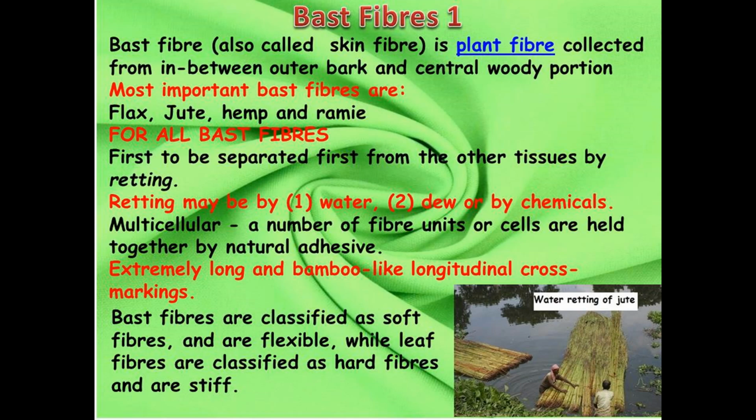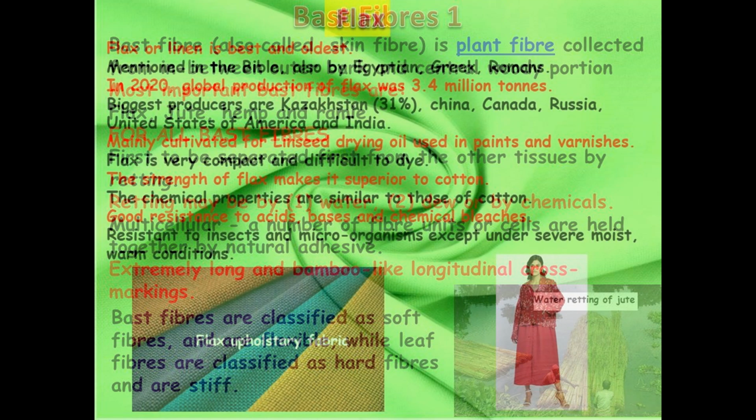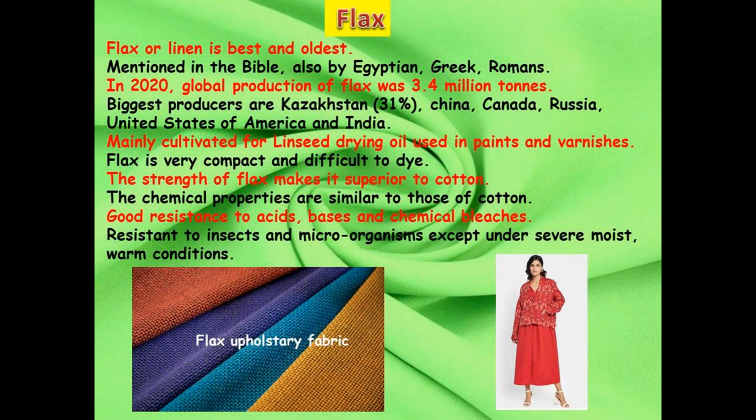These bast fibers are multicellular, that is, a number of fiber units or cells are held together by natural adhesive. The fibers are extremely long and have bamboo-like longitudinal cross markings. Bast fibers are classified as soft fibers and are flexible, while leaf fibers are classed as hard fibers and are stiff. Flax. Flax or linen is the best and oldest bast fiber.